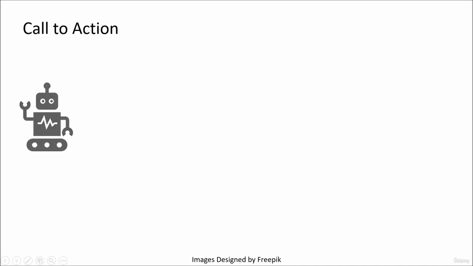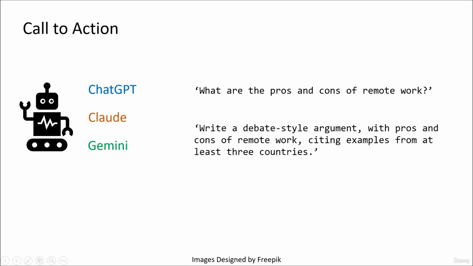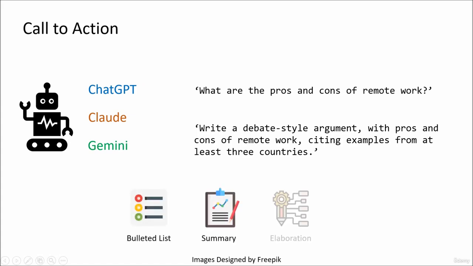All right, let's make this real. Open up an AI tool like ChatGPT, Claude, or Gemini. Try asking, "What are the pros and cons of remote work?" Then rephrase it like this. "Write a debate-style argument with pros and cons of remote work, citing examples from at least 3 countries." Which one gives you a better, more complete response? Try this with different formats. Ask for bullet points, ask for a summary, ask for elaboration, ask for a persuasive pitch. Just see how the AI responds. Play, explore, reflect. Because the only way to get better at prompt engineering is to engineer more prompts.